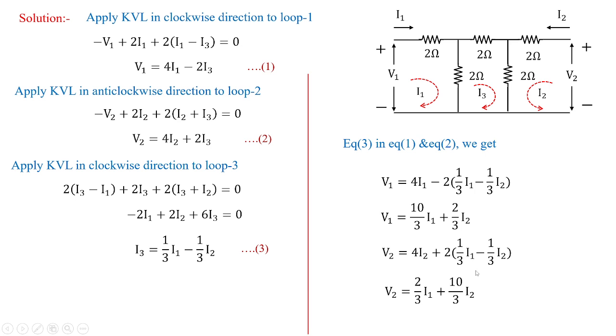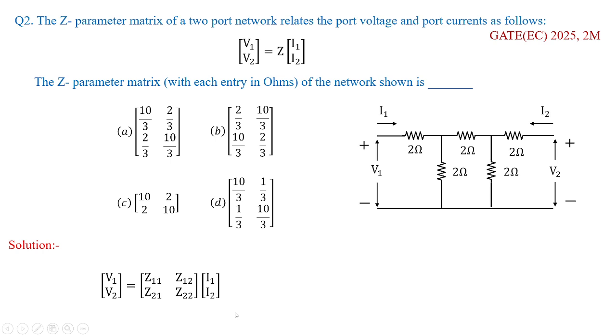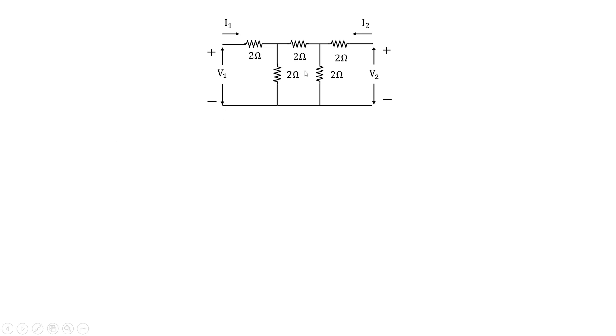With this, the Z parameter matrix can be framed from equations 4 and 5 as 10 by 3, 2 by 3, 2 by 3, and 10 by 3. So option A is the right answer. Anyhow, if it was the same problem, you need to solve it with a shortcut method. First, you look into this circuit. It is almost in T shape. In the middle, you have a delta shape.